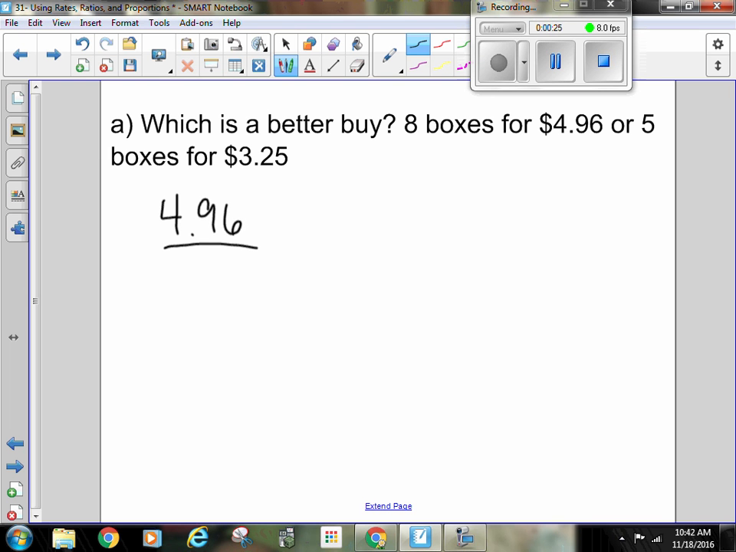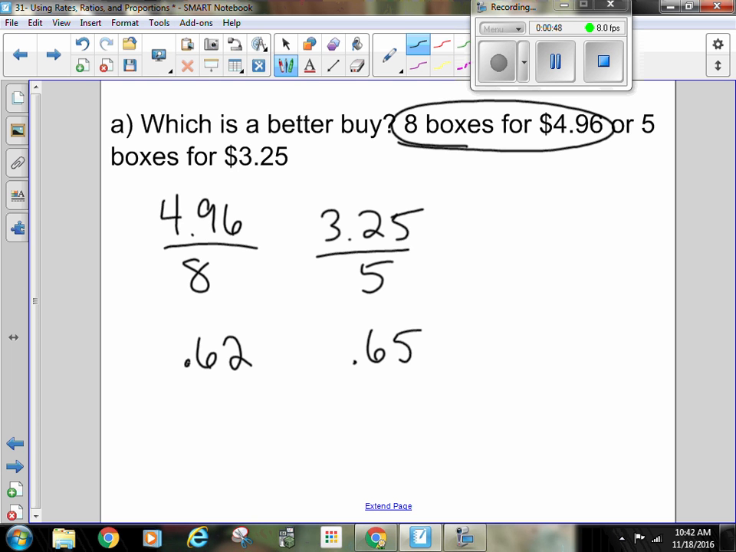taking the 4.96 and dividing it by 8, and taking the 3.25 and dividing it by 5. We're going to find out which one is a better buy. So 4.96 divided by 8, we find that to be 0.62. And then 3.25 divided by 5, we find that to be 0.65. So which is the better buy?